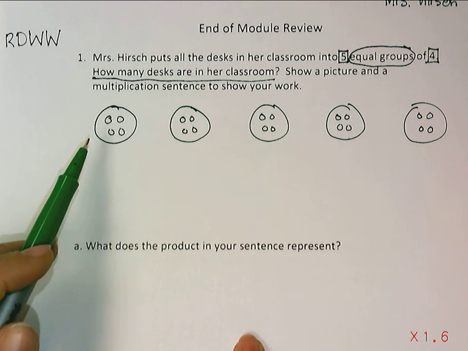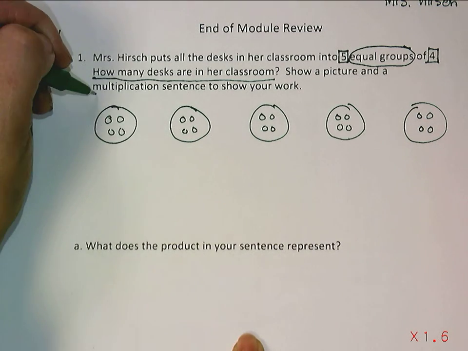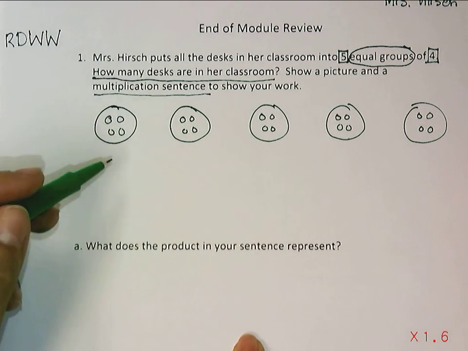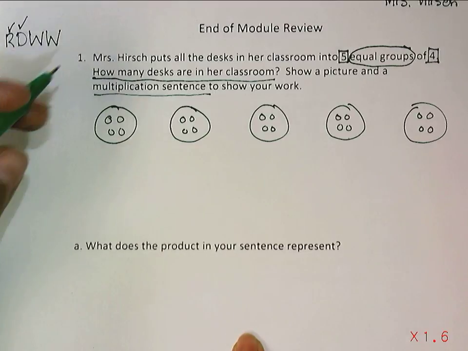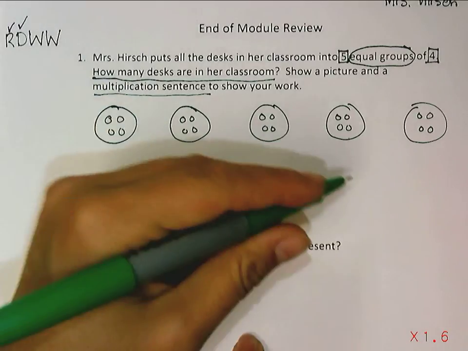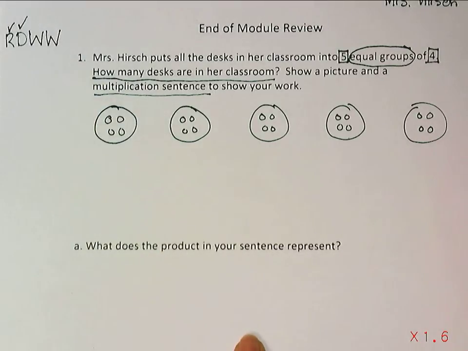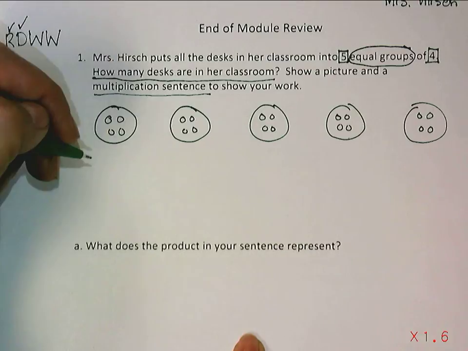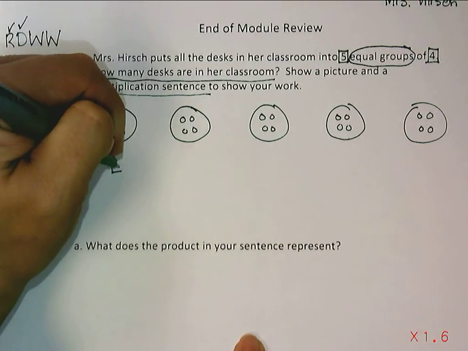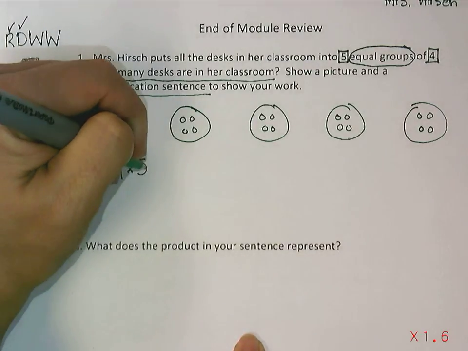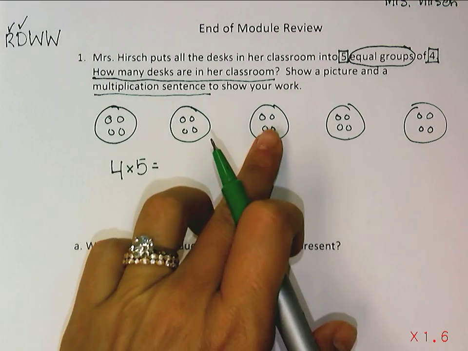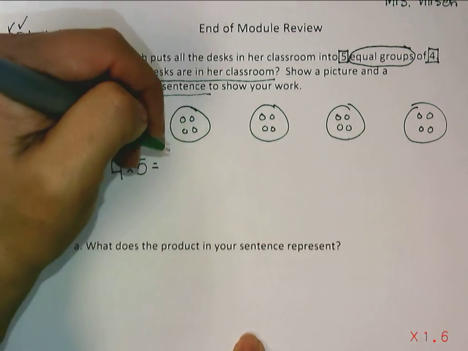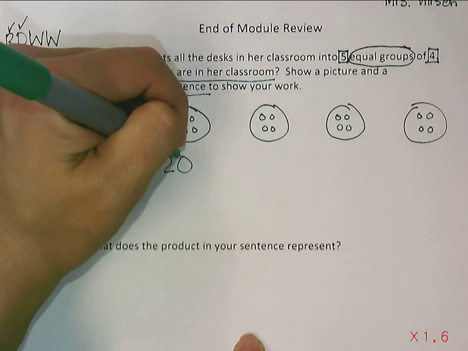Now it says to show a picture and a multiplication sentence to show your work. So a multiplication sentence. So let's look back up here. I read, I drew a picture. Now I need to write an equation. Well, I see there's 5 equal groups of 4. So I'm going to use what I know about multiplication, and I will write 4 times 5 equals, well, I don't know, 12, 16, 20. 4 times 5 equals 20.